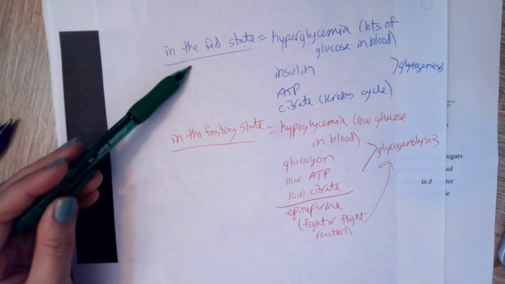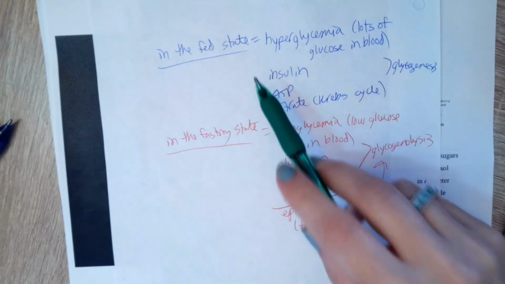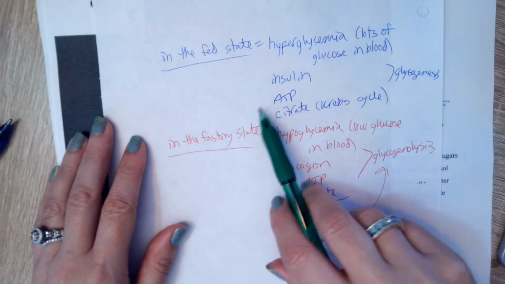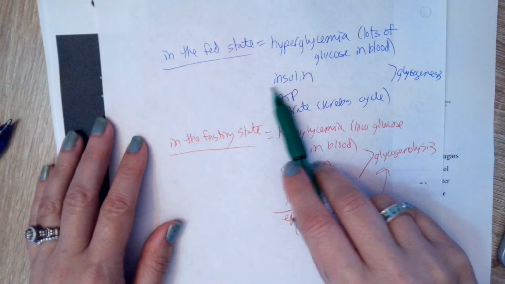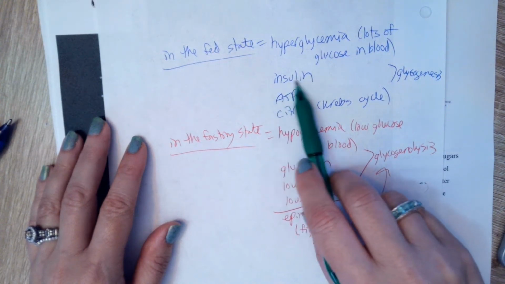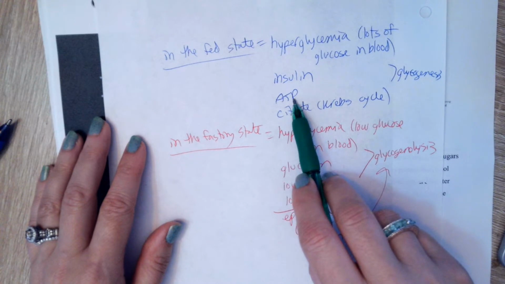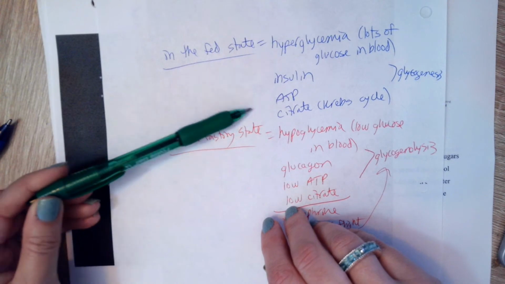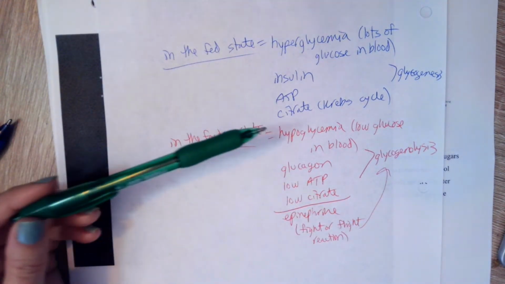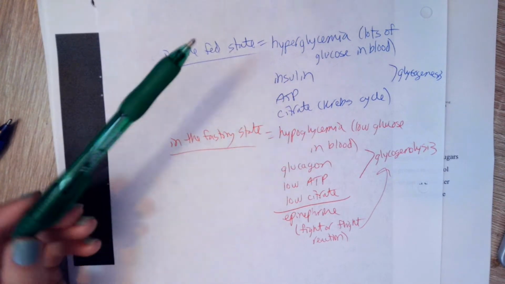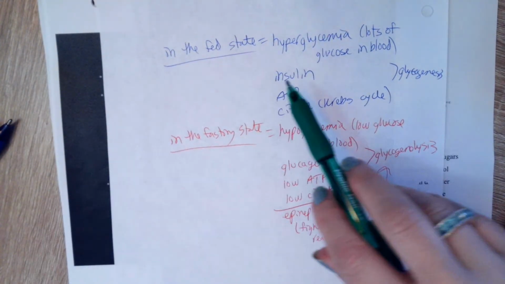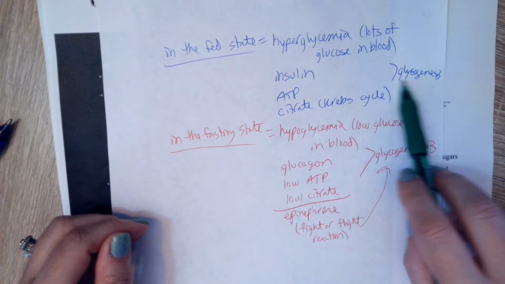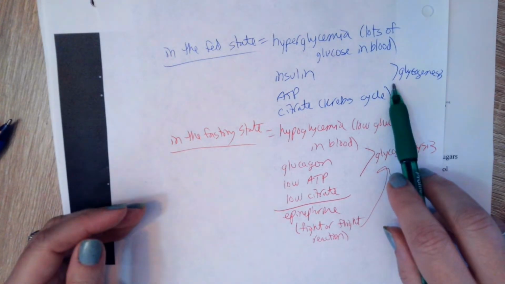Now, in our fed state, so after we've eaten, we have typically some hyperglycemia, so you have a lot of glucose in your blood that you just absorbed from your meal. Insulin is the hormone that is released at that time. You have a lot of ATP, a lot of citrate for the Krebs cycle because you're doing glycolysis going into pyruvate and acetyl-CoA and then joining up with oxaloacetate to make citrate and running the Krebs cycle. You have all these things in high concentration, and all of those things encourage glycogenesis. And when we look at the pathway, I'll show you how to kind of push it that way.